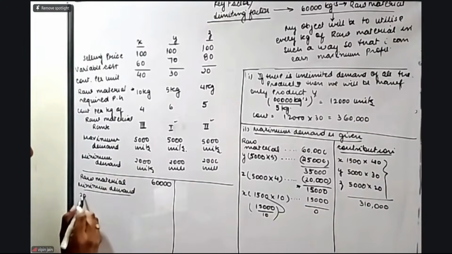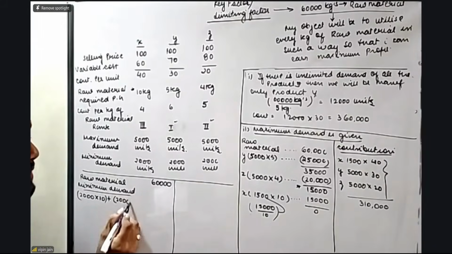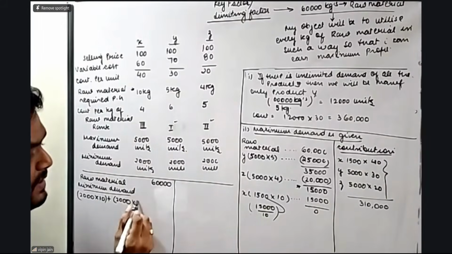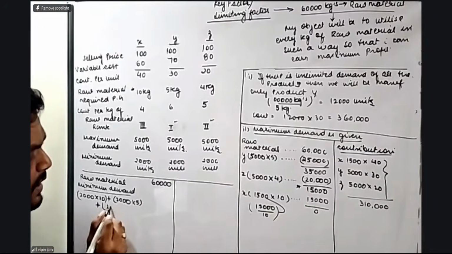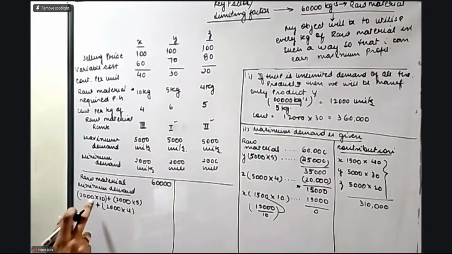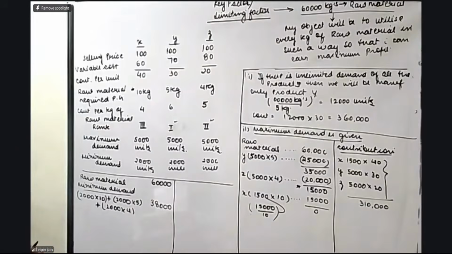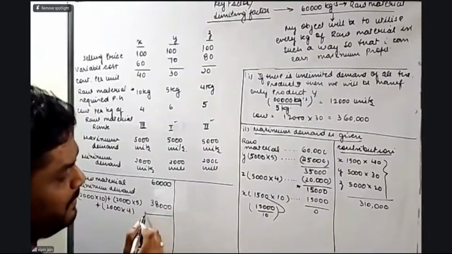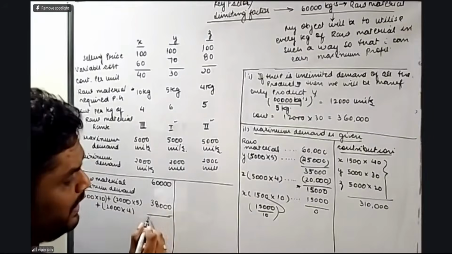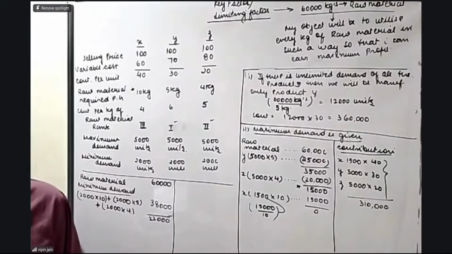Two thousand units of X, it requires 10 kgs, plus 2,000 units of Y, it requires 5 kgs, plus 2,000 units of Z, it requires 4 kgs. So 38,000 kgs are gone in fulfilling the minimum demand. So we are left out with only 22,000 kgs now.